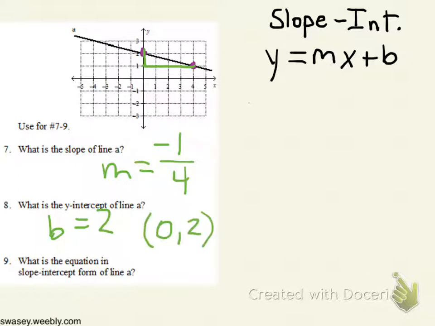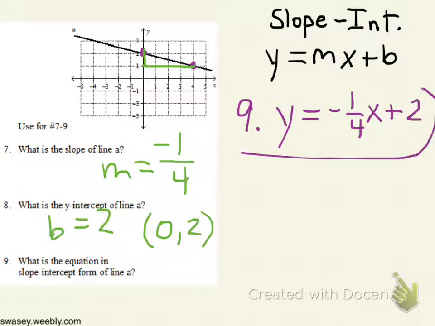And then number 9, we're putting all this together. So on 9 we need to write, instead of m, we're going to put that slope, -1/4 x, plus the b, which is 2. So that's the equation for that line in slope-intercept form.